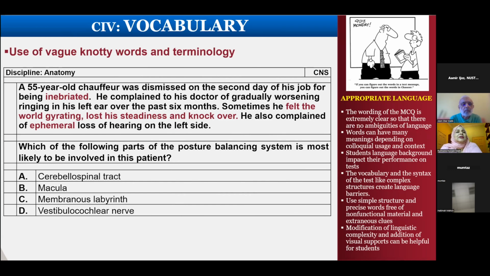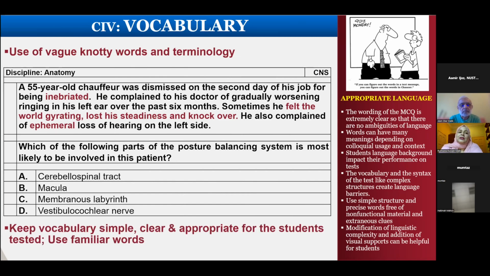The words in red, inaberrated, vulgarating, lost in steadiness and knock cover, ephemeral. These are words which can easily be replaced by normal English words, because this is not an English paper and we are not testing the English reading and writing capability of the students. So if we avoid this terminology, the question becomes much easier for the students to understand. So the essence is to keep the vocabulary simple, clear, and appropriate for the student tested.